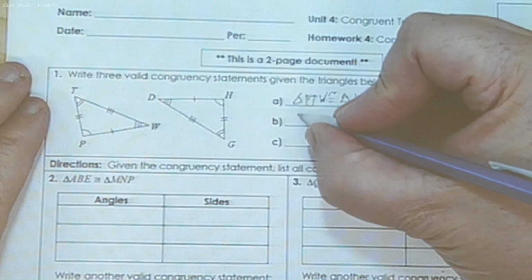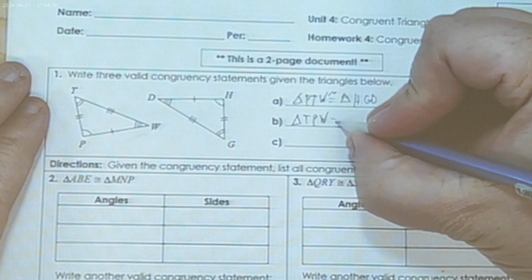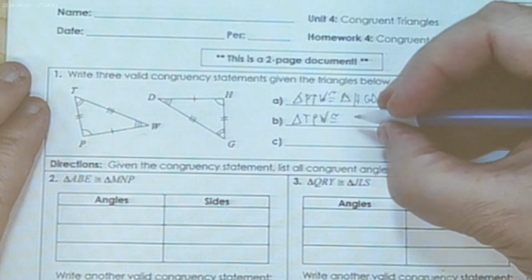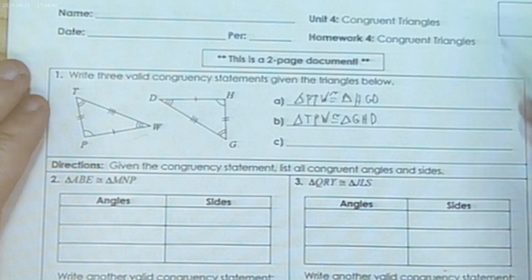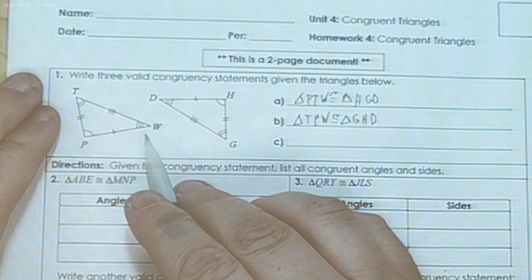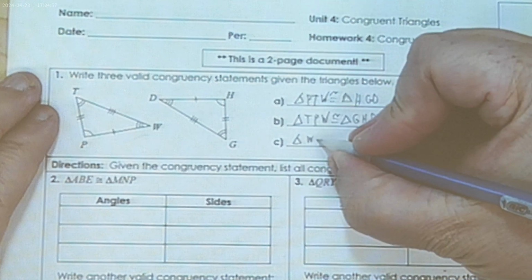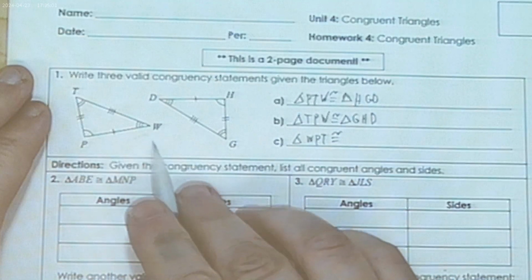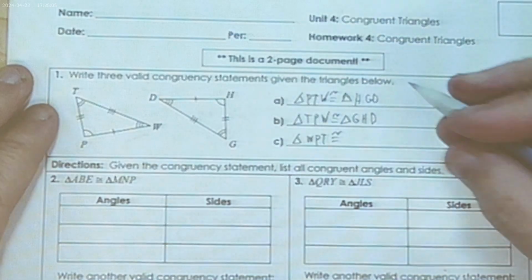So triangle TPW is congruent to GHD. And then finally, I'll go with WPT congruent to 3, 1, 2, DHG.